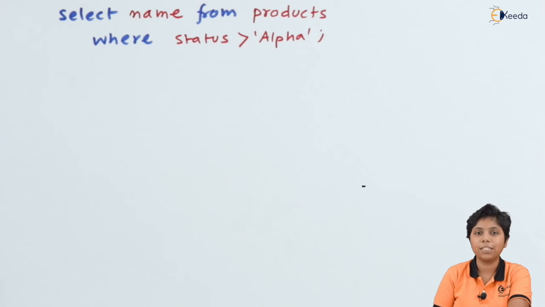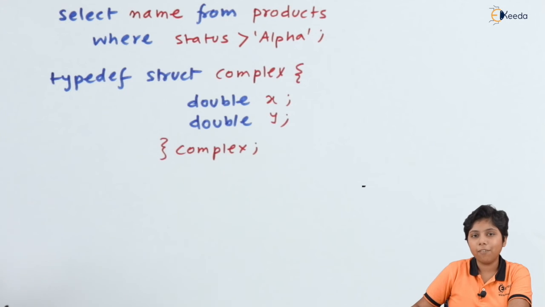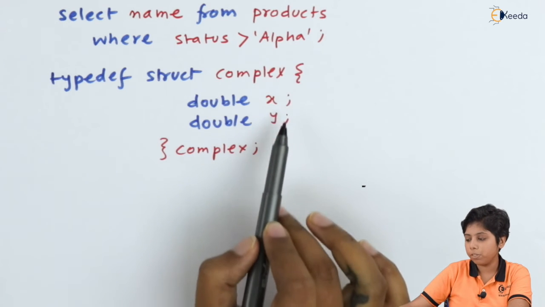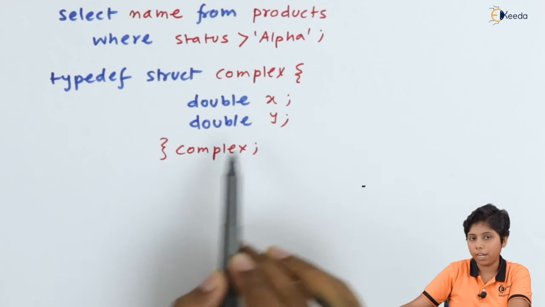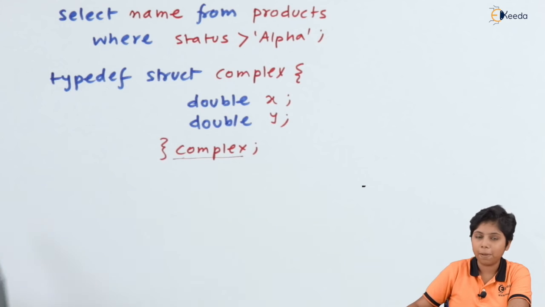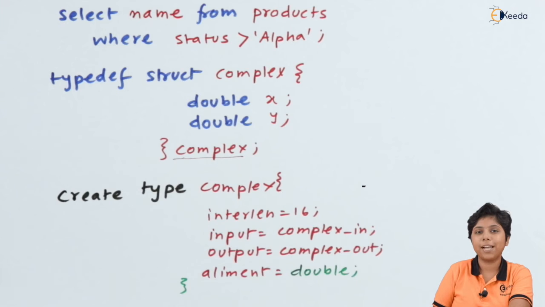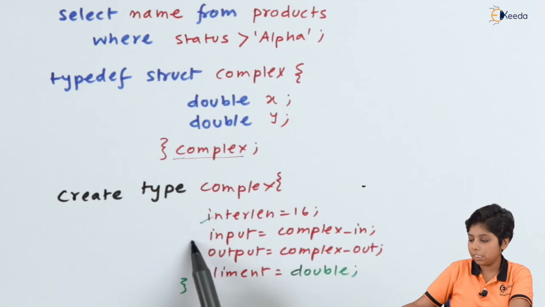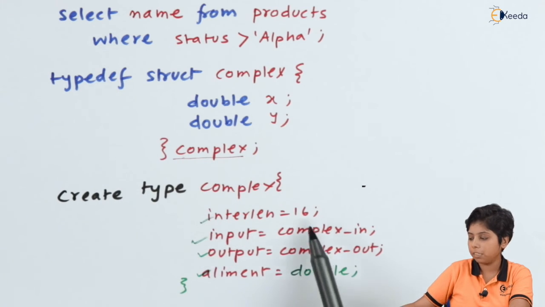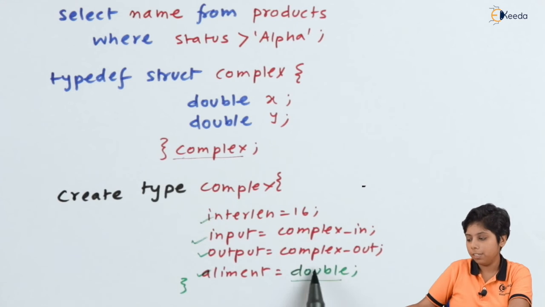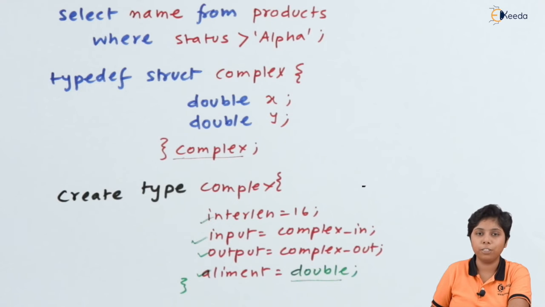Let us first create a C typedef. So in C, we are creating a structure complex with two double types, X and Y, and naming that complex data type as complex. Now we can directly use this complex inside PostgreSQL. See, now inside PostgreSQL, we have created the type complex with internallength, input, output and element as 16, complex_in, complex_out, and double. So now this complex is the same as for use.